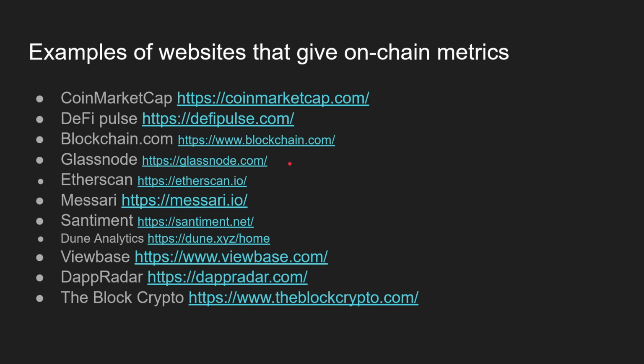Glassnode is really great as well. Glassnode and Santiment I find are very useful for just tracking general on-chain analytics, whether it's transactional metrics or mining metrics, staking as well. Etherscan is very useful specifically for Ethereum-based metrics. Messari is a great company that is very in tune and offers a lot of analytics and research-based reports, specifically focusing on on-chain metrics.